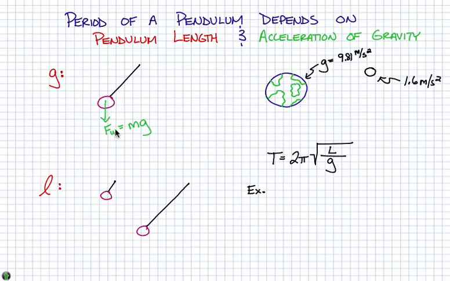So the greater the gravity, the more force it pulls down, it's going to travel quicker. The less gravity you have, the less this weight pulls down, it's going to travel a little bit slower. It will accelerate more slowly as it begins to come down and return to its original location.